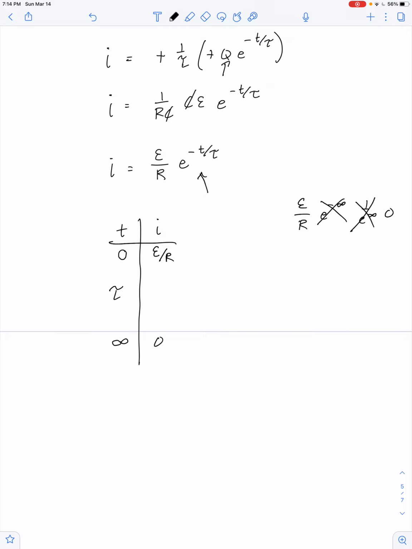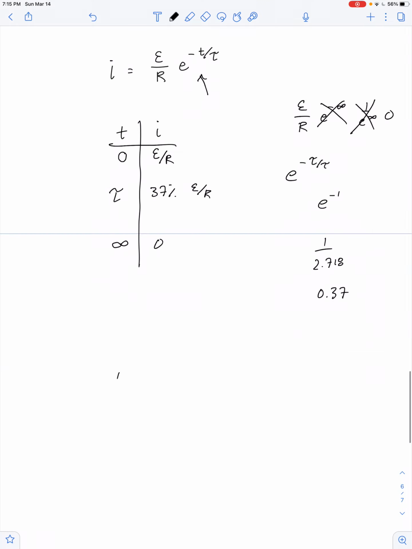And if the time is the time constant, then we have e to the negative tau over tau, which is e to the negative 1, which is 1 over 2.718, which is 0.37. So we get 37%. Of course, we could replace this and say I is equal to I maximum times e to the negative t over tau. So then we can just call this I maximum, and we can call this 37% of I maximum.